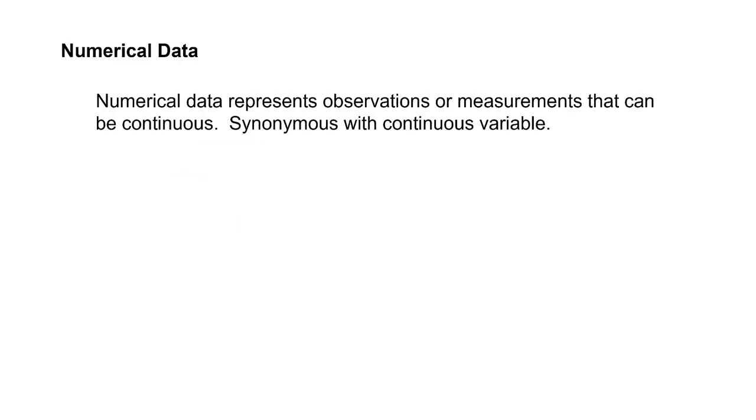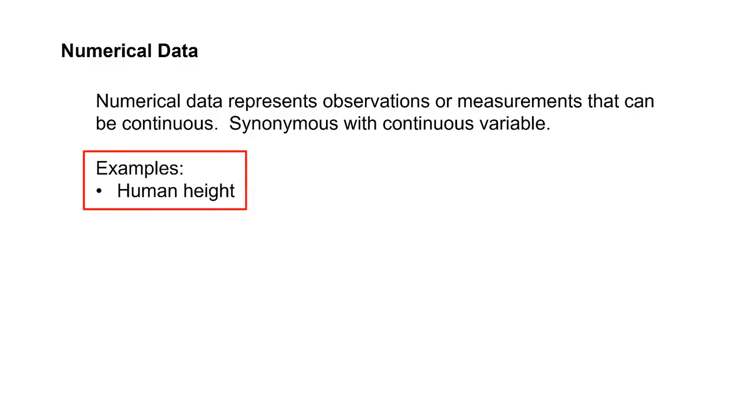So now let's talk about numerical data. Numerical data represents observations or measurements that can be continuous, either continuous between negative infinity and positive infinity, or really small numbers up to really big numbers, or they can be confined to a certain range. Regardless, they're continuous in nature. And these are typically synonymous with continuous variables.